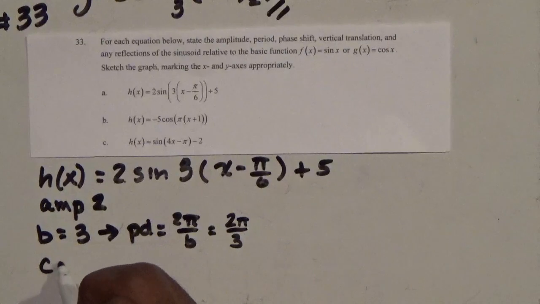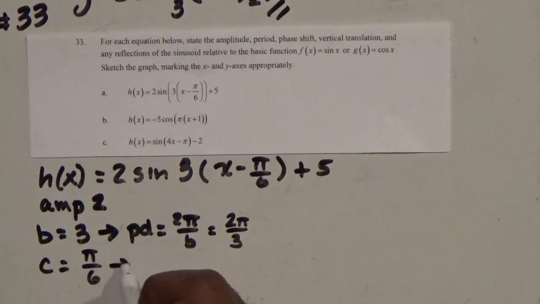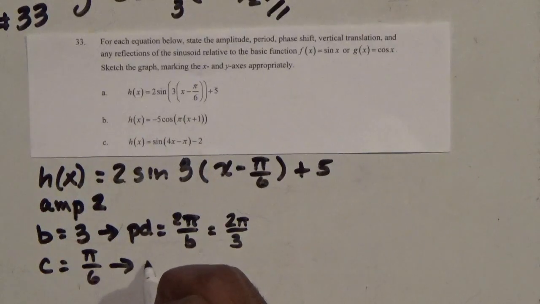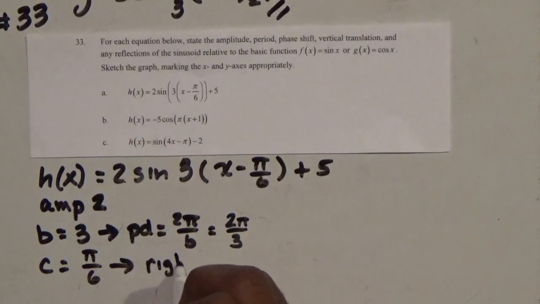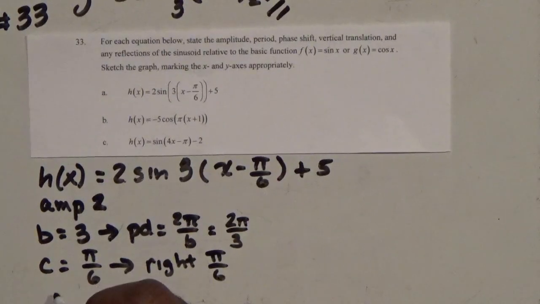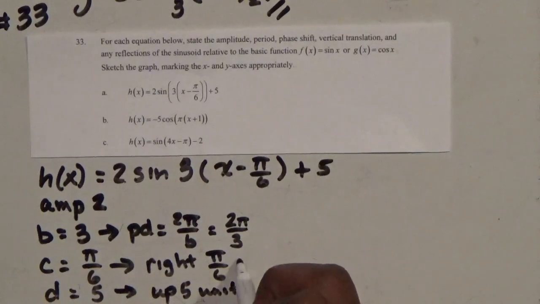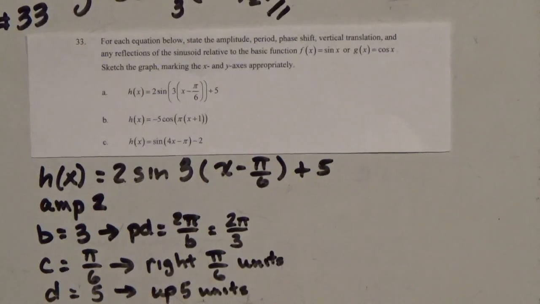Our C value is pi over 6, and that lets us know that we have a shift to the right, pi over 6. Our D value is 5, and so that lets us know that we are shifting up 5 units. That's what we want to do with the other problems. So let's keep it going.